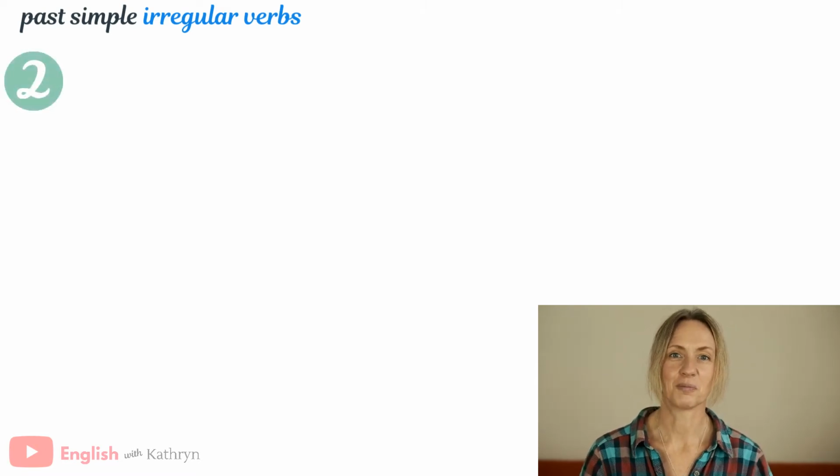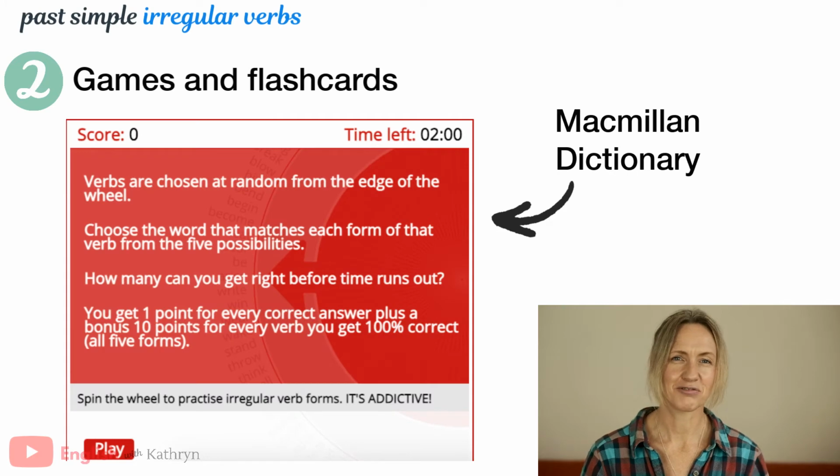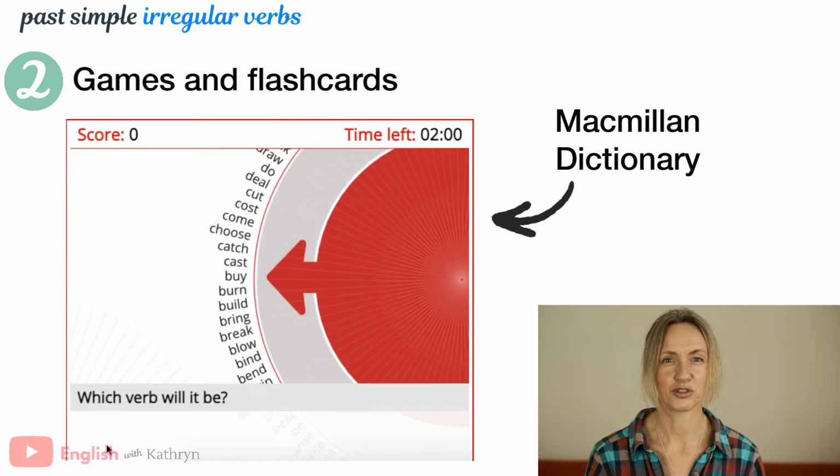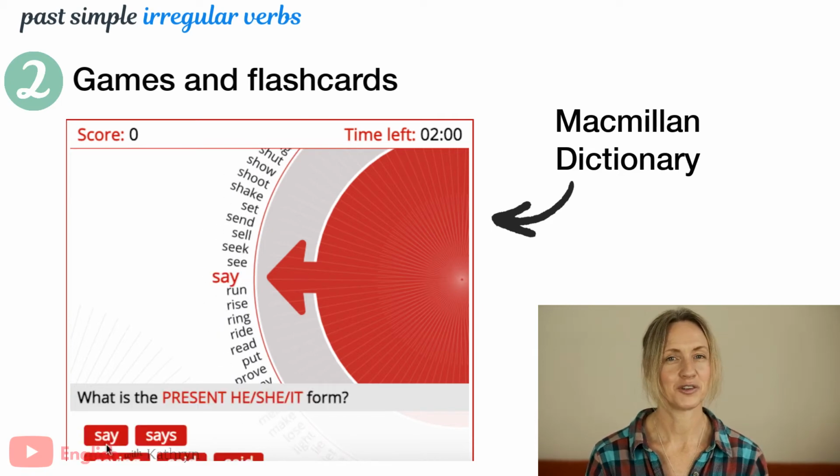Another cool way to remember past simple irregular verbs is through games. The Macmillan Dictionary has a fun little game to learn. You just spin the wheel and it will land on a verb and you put in the tenses.